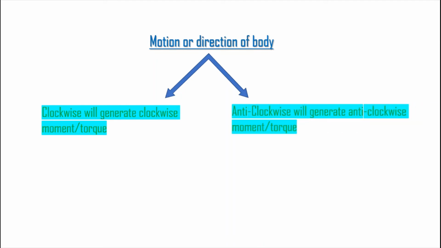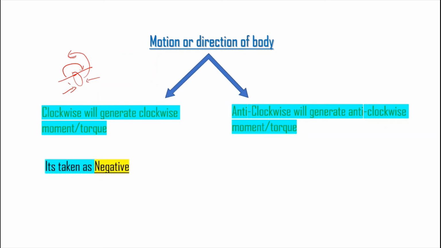And a motion of a body in an anti-clockwise direction will generate an anti-clockwise torque. So suppose there is something over here, this has been pivoted over here, and if you hit it in this direction, in that case the body will move in a clockwise direction, and if you apply a force on the same body from this side, it will move in an anti-clockwise direction. So a clockwise motion of a body will produce a clockwise torque, anti-clockwise movement will produce an anti-clockwise torque.